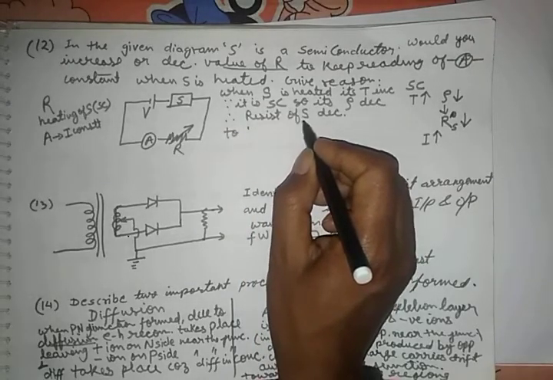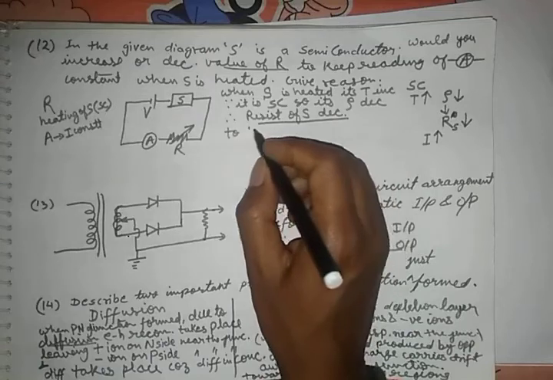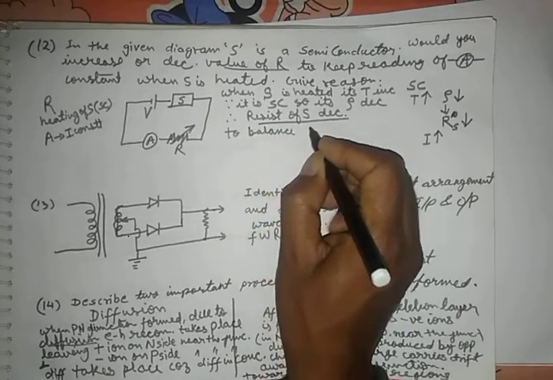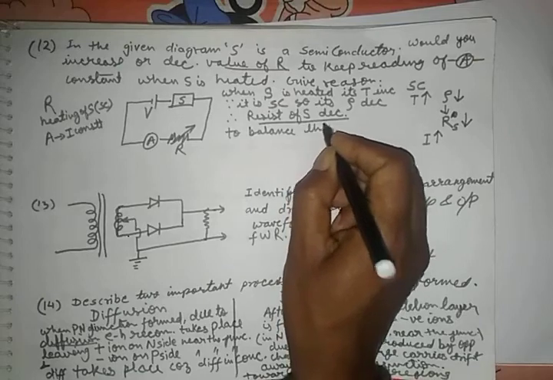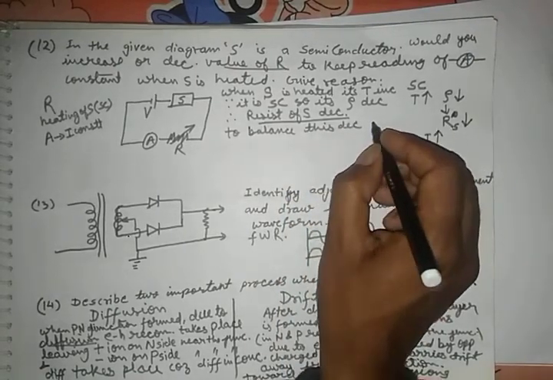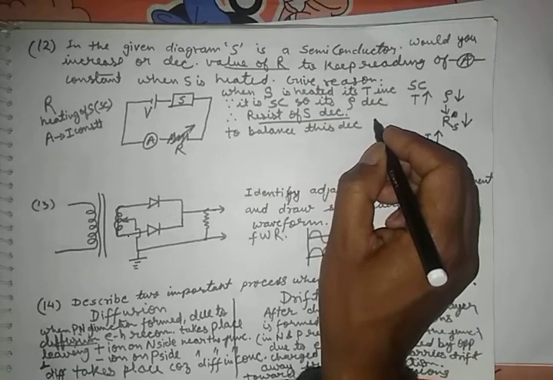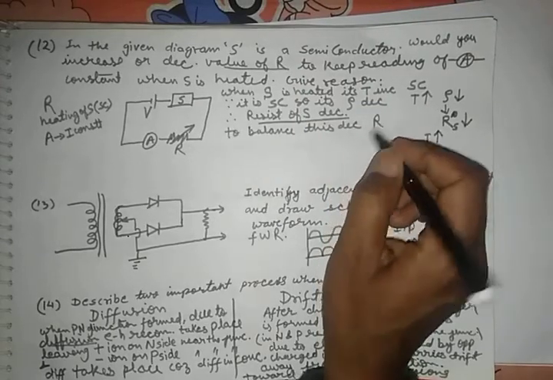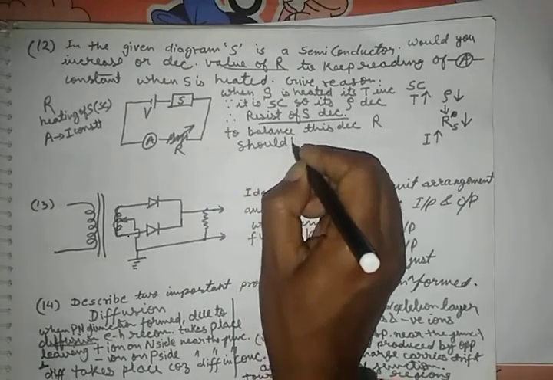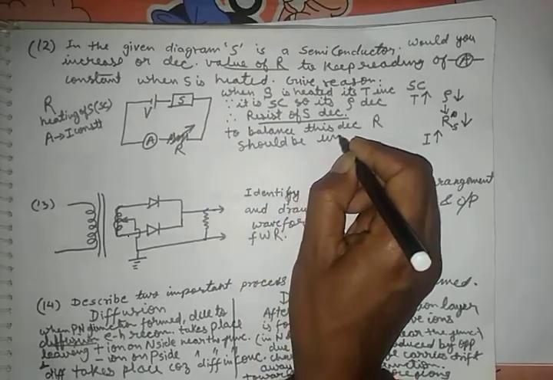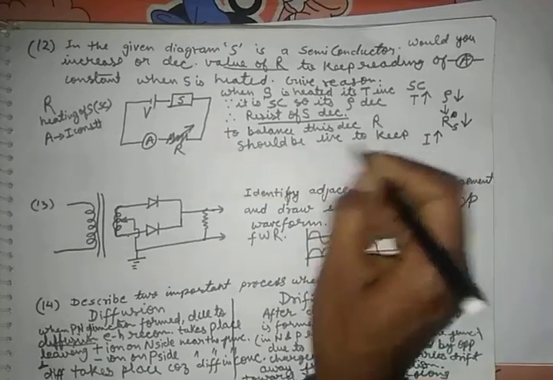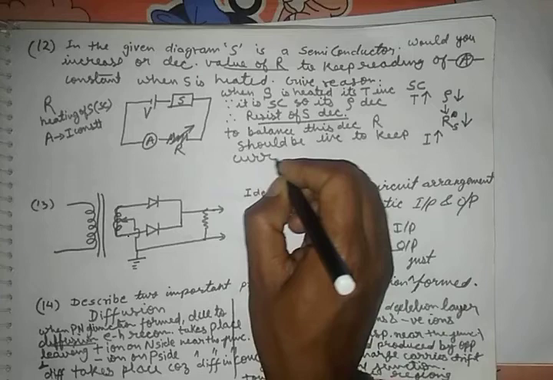Okay, as the resistance of S is decreasing, to balance this decrease, R should be increased to keep the current constant.